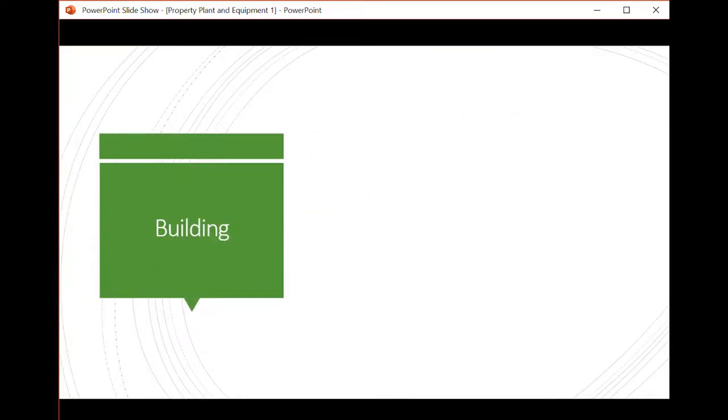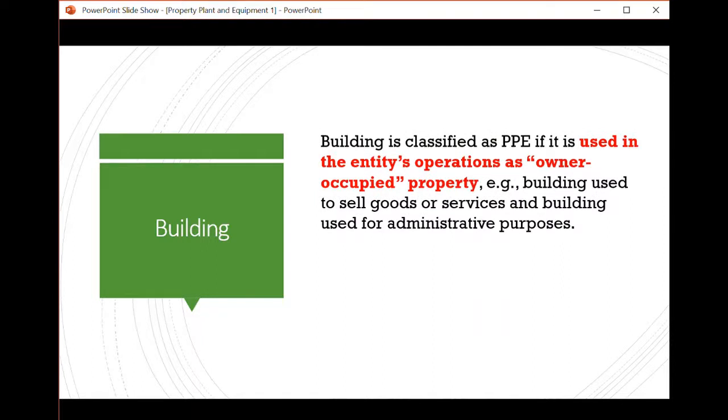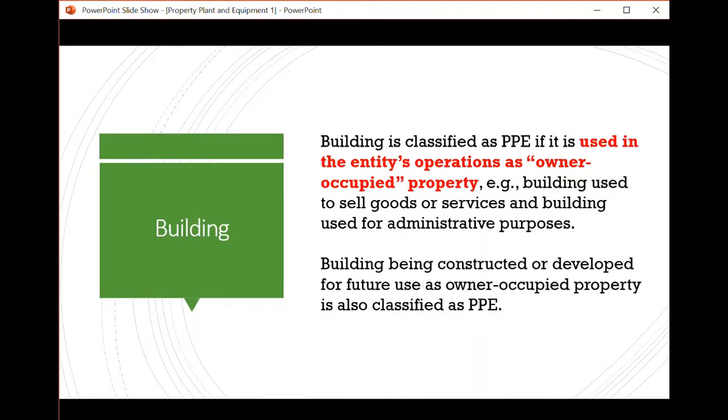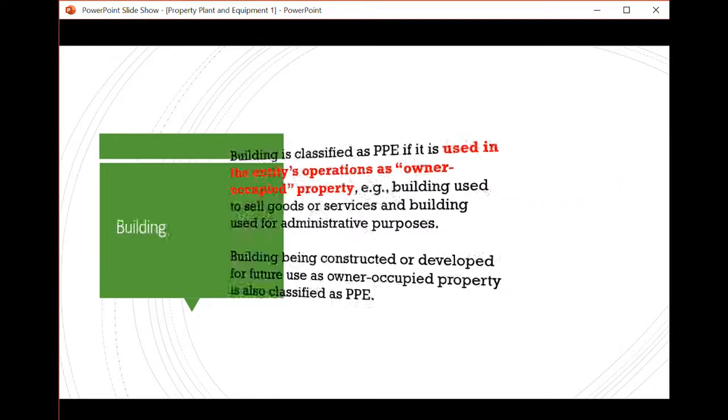Then we'll proceed to building. So building is classified as PPE again if it is used in the entity's operations as owner occupied property. So again, if it is used to sell goods or for the production of goods or for administrative purposes, gihimo siyang office. So buildings that are constructed or developed as owner-occupied property in the future. So again, these are classified as PPE.